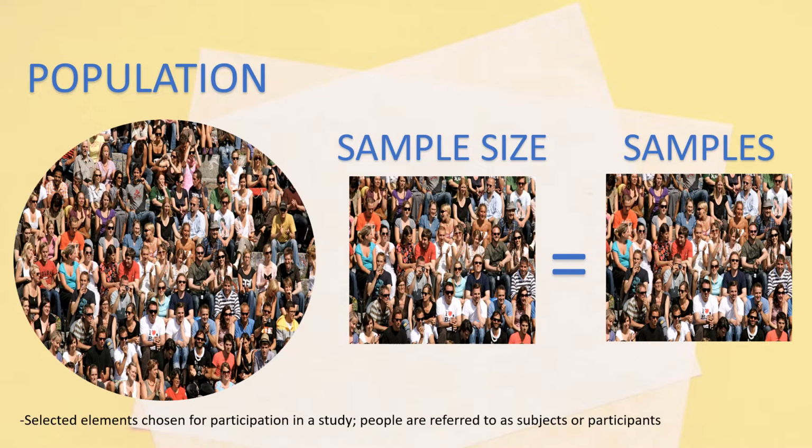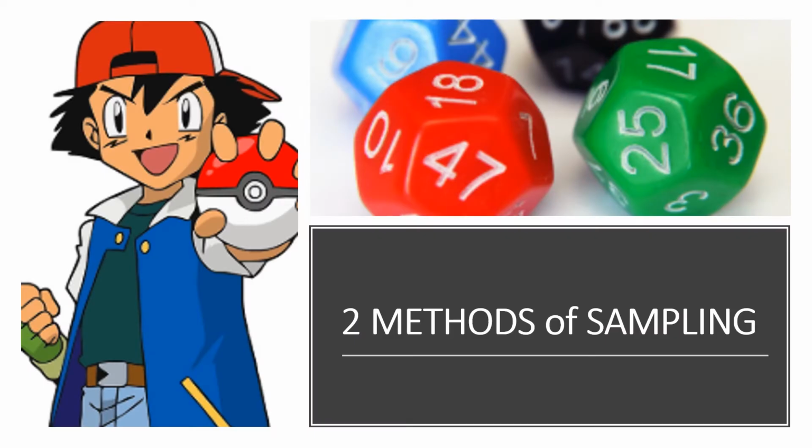Finally, the term samples means these are the selected elements chosen for participation in a study. The sample is the group of individuals who will actually participate in your research. They are also called your respondents. To draw valid conclusions from your results, you have to carefully decide how you will select a sample that is representative of the group as a whole. There are two types of sampling methods: probability sampling and non-probability sampling.